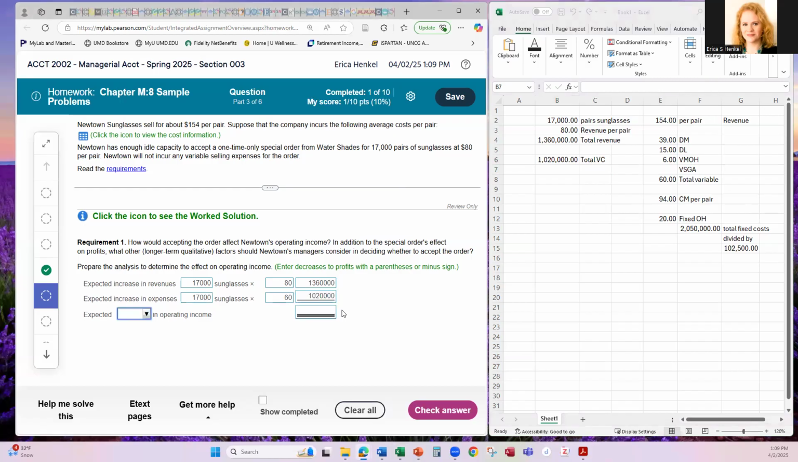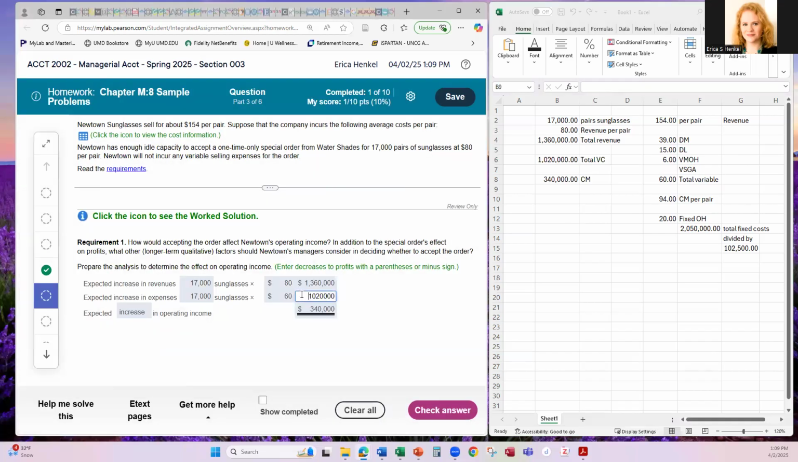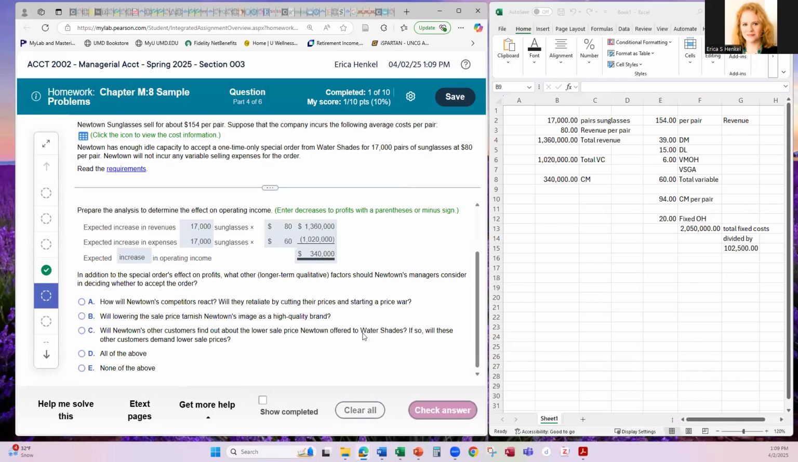1,020,000. And so the difference between there would be $340,000 in incremental revenue because our fixed costs are not going to change. So we expect an increase in our operating income based on that. Oops, I forgot to put the minus sign again there. There we go. In terms of that amount.